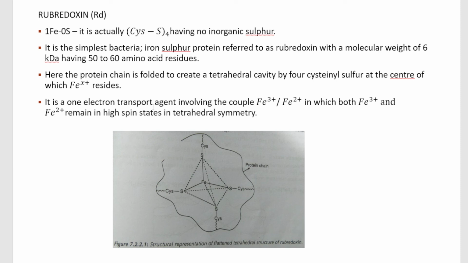And there's a couple that is involved, that is Fe3 plus and Fe2 plus. That is, Fe does not have a fixed oxidation state. It can be Fe2 plus or Fe3 plus. So it is always involved in this couple, in which both Fe3 plus and Fe2 plus remain in high spin state, and the symmetry is tetrahedral. So you need to know some points as well as how to draw the structure of this protein. So this was one type.